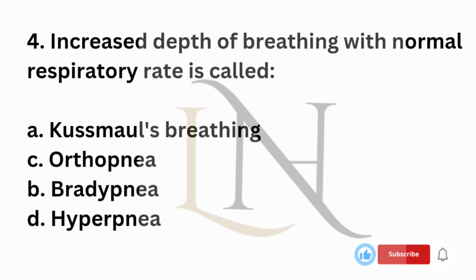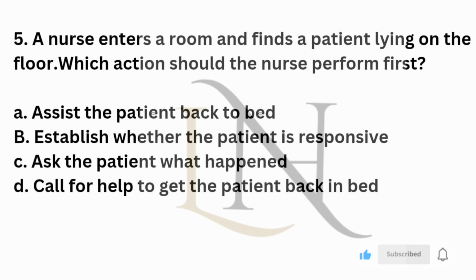Next question. Increased depth of breathing with normal respiratory rate is called. Option A, Kussmaul's breathing. Option C, orthopnea. Option B, bradypnea. Option D, hyperpnea. Correct answer. Option D, hyperpnea. Kussmaul's breathing we can see in diabetic ketoacidosis patients.